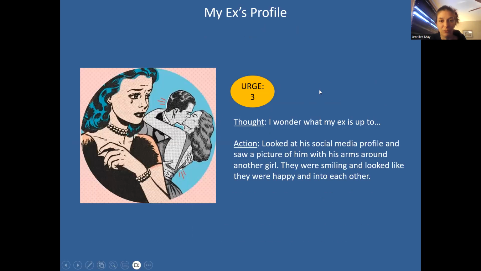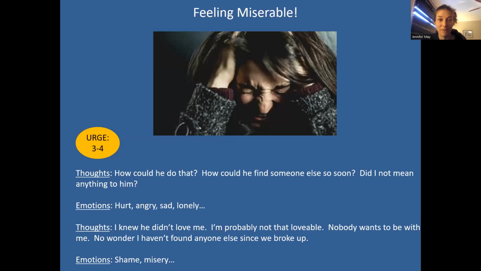All right, so my ex's profile. Now the urge went from 1 to 3. I started to think, while I'm scrolling through social media, I wonder what my ex is up to. So then I took the action of looking up his social media profile. And then I saw a picture of him with his arms around another girl. They were smiling and looked like they were happy and into each other. Oh, all right. So now my urge is escalating because that's really upsetting. All right, so urge is now 3 to 4.